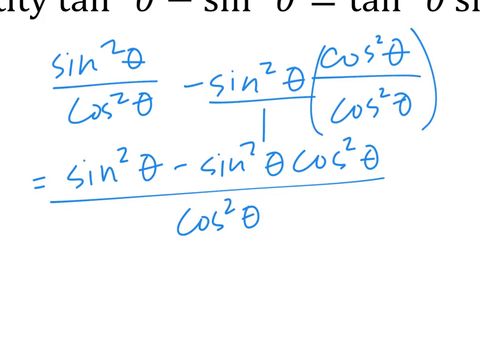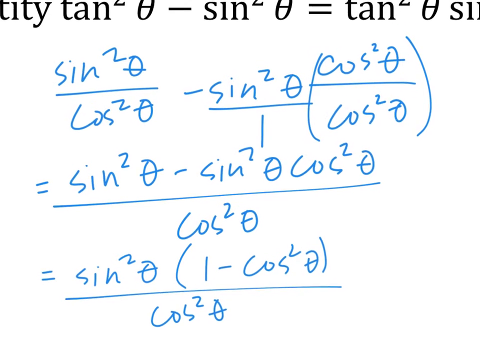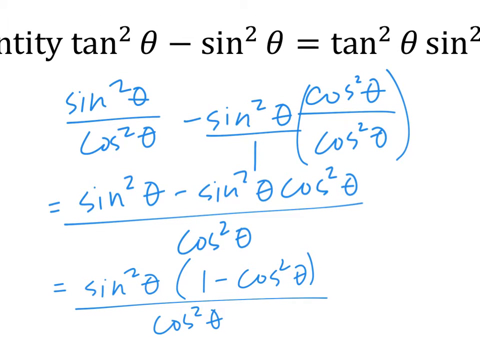What should we do? Try something. Take the sine out. Okay, good idea. Take sine squared out. So this is 1 minus cosine squared over cosine squared. At this point, you should try to look at the right-hand side and say, am I getting close? Am I not getting close? Is there any way to get there?